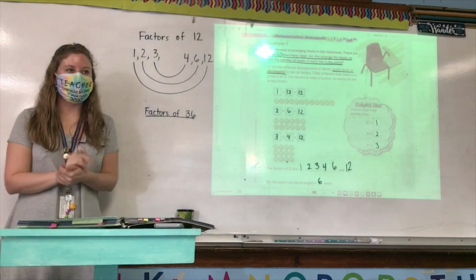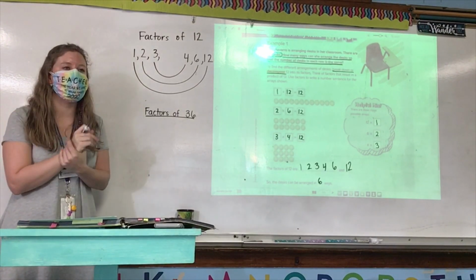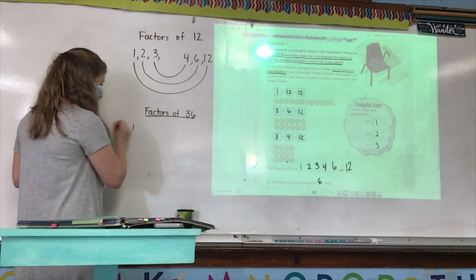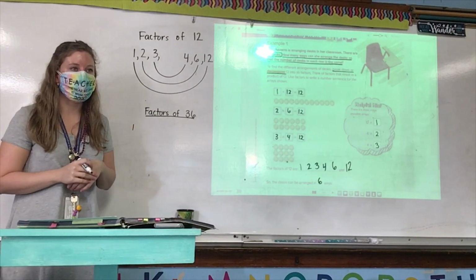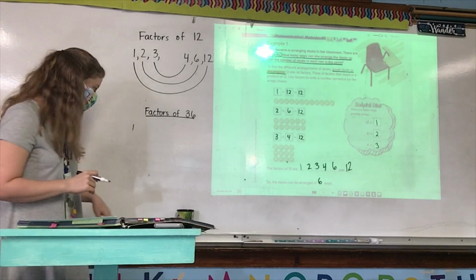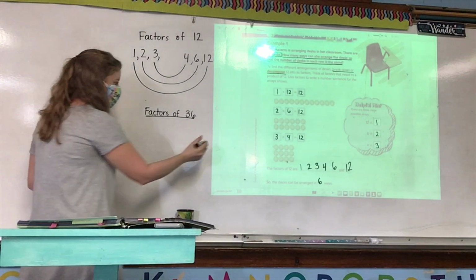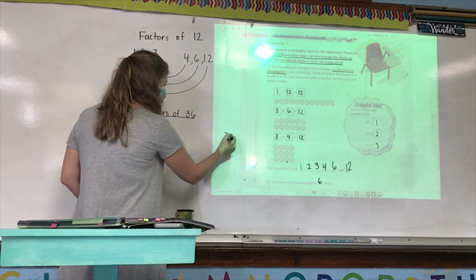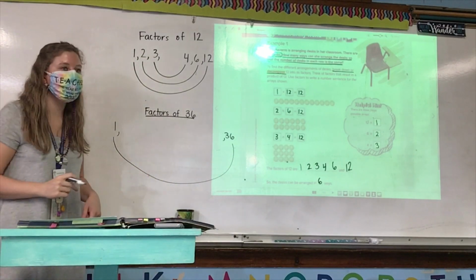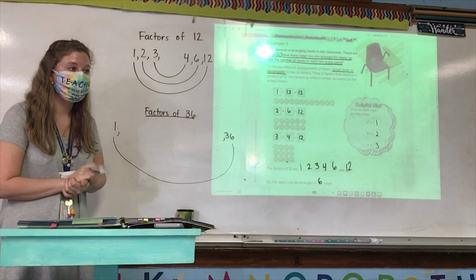What is my first factor always, no matter what? No matter what the number is, what is always my very first factor? Michaela? 1. And what is always going to be my last factor? 36. Whatever the number is will always be my last factor because whatever the 1 matches with is always the number that we're finding factors for.